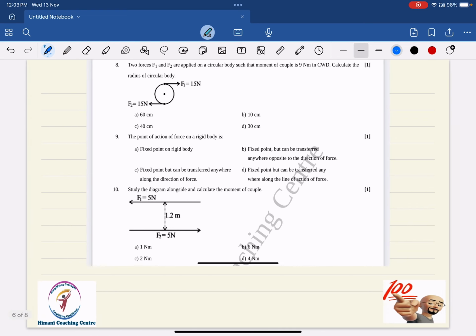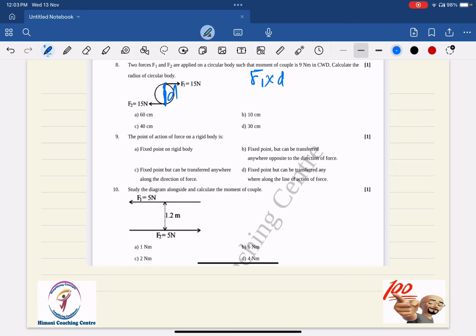Now let us look at question number 8. It says two forces F1 and F2 are applied on a circular body such that moment of couple is 9 Newton meter in clockwise direction. Calculate the radius of circular body. Now whenever we are given a couple, couple is F into D, where D is the diameter. So we can find D and just halve it to get the radius, because they have asked the radius.